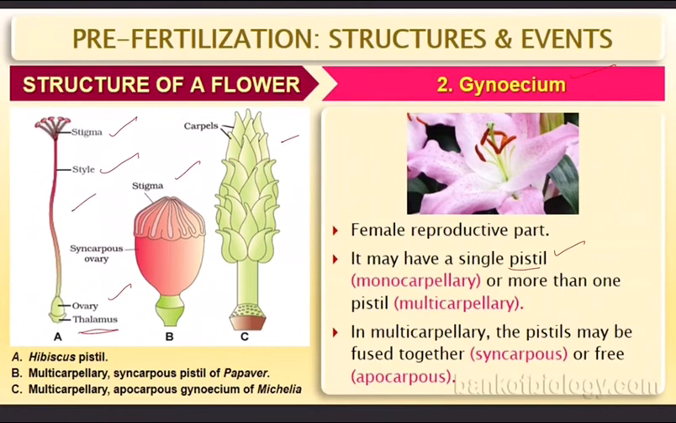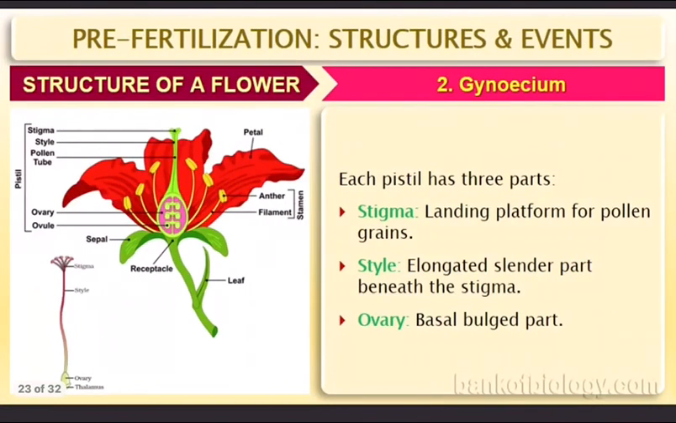So basically the gynoecium is the female reproductive part. It may have a single pistil like this, or more than one pistil. If the flower has a single pistil, we say monocarpellary, one carpel. If the flower has more than one pistil, we say multicarpellary, many carpels. In multicarpellary, the pistils may be fused, and if they are fused like this, we say syncarpous, and if they are free, we say apocarpous, like in Michelia.